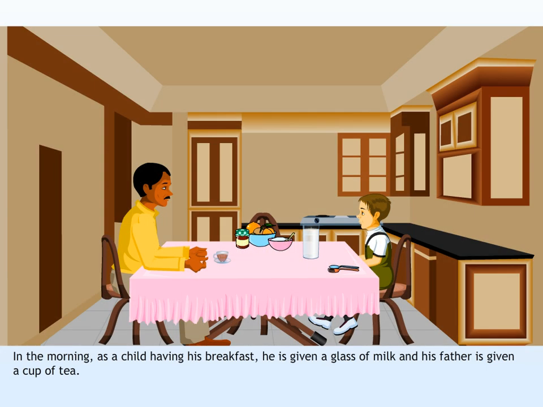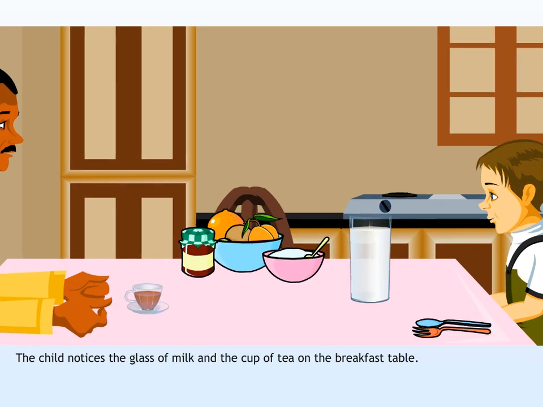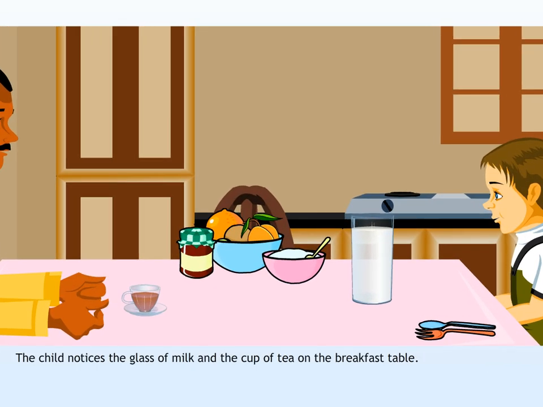In the morning, as the child is having his breakfast, he is given a glass of milk and his father is given a cup of tea. The child notices a glass of milk and a cup of tea on the breakfast table.